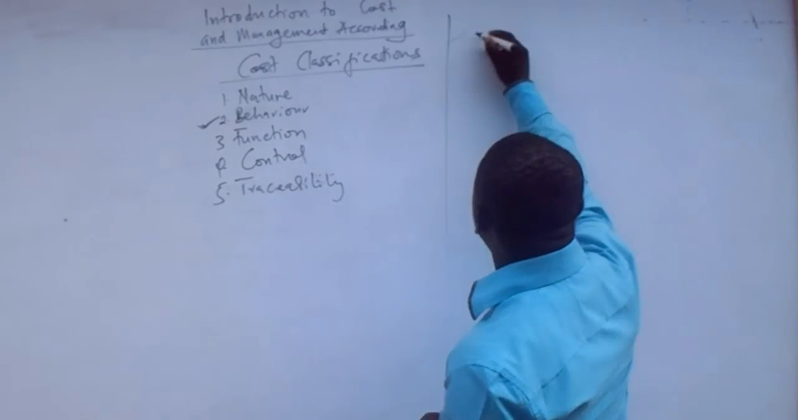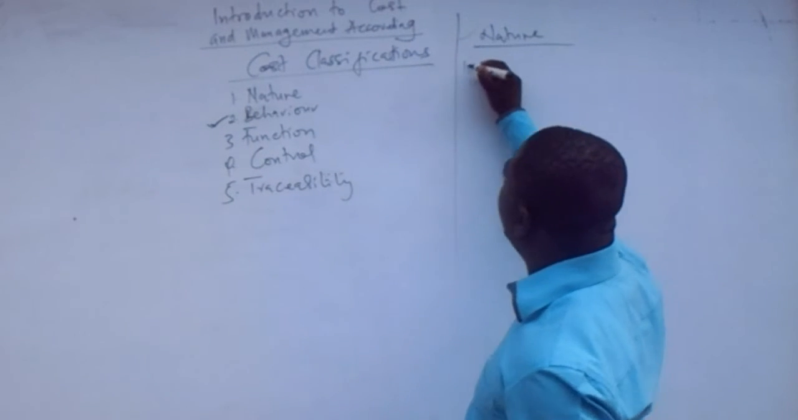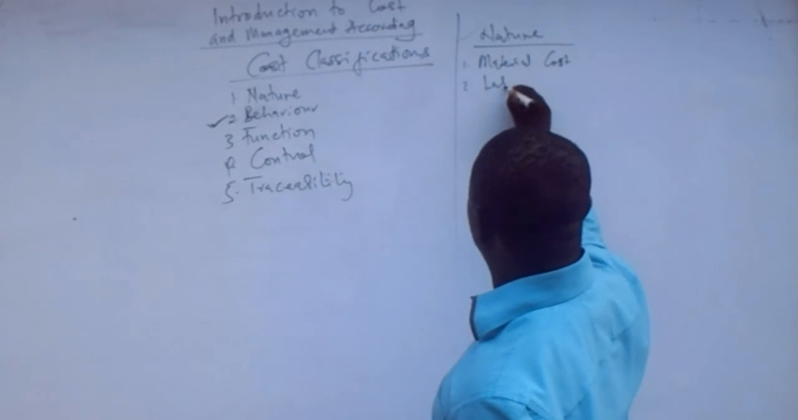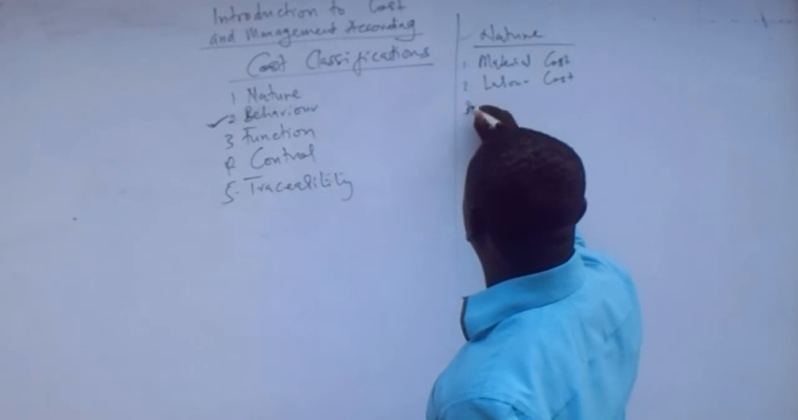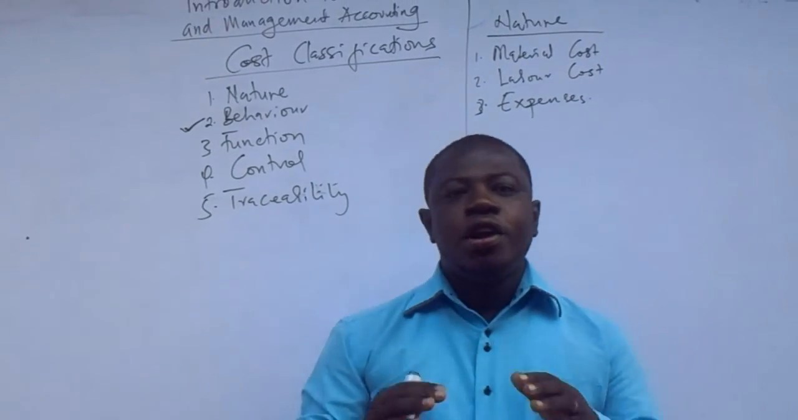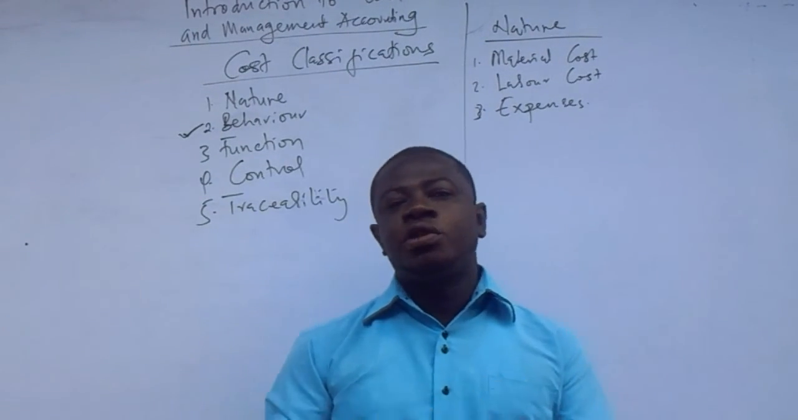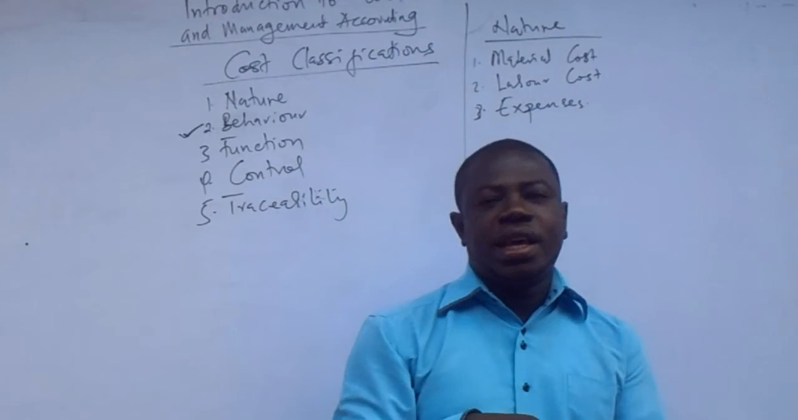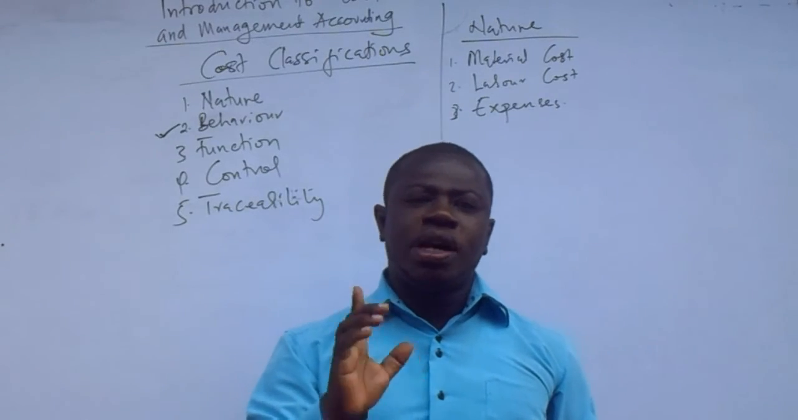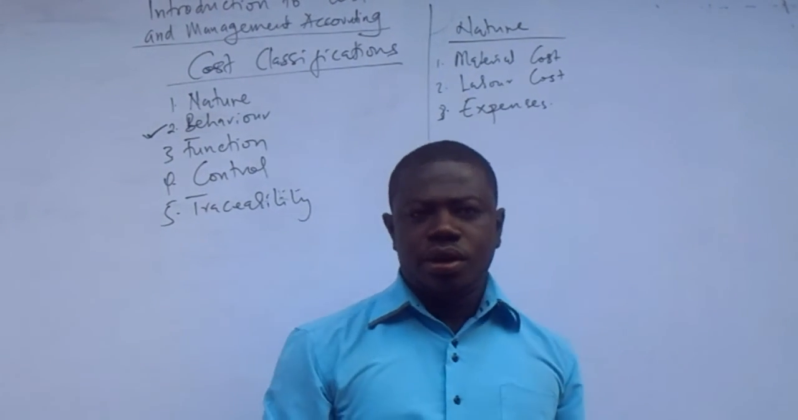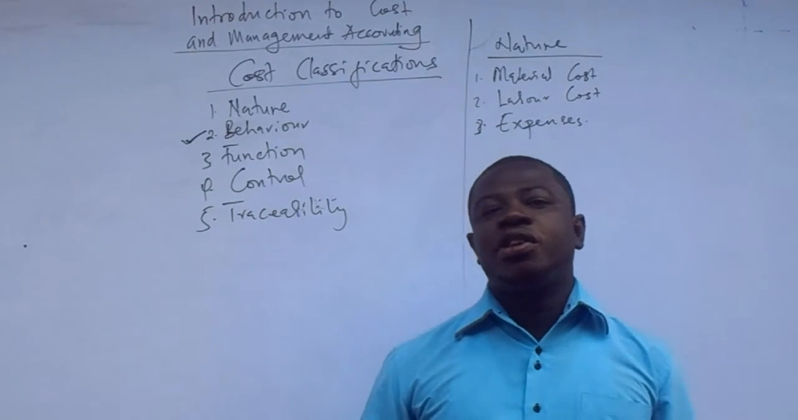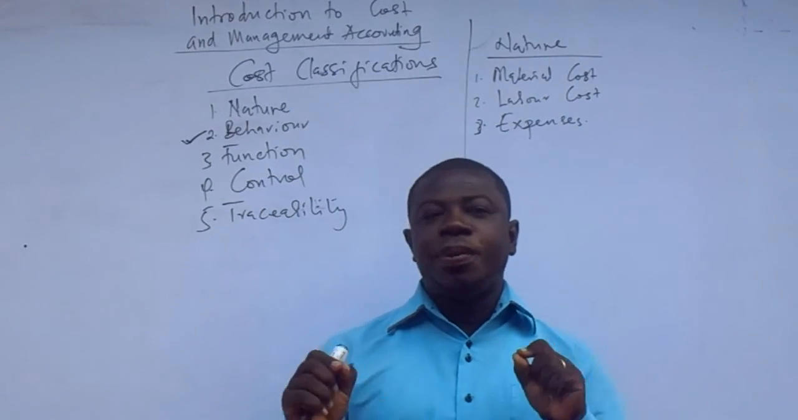All right, so when we want to classify cost according to nature, we look at material cost, labor cost, and then expenses. Now, first of all, what is cost classification according to nature? Cost classification according to nature is the process of grouping cost according to the natural elements that are in the cost. And so when we talk about material cost, what is material cost? First of all, I want you to understand that there is a difference between material and material cost. When you are asked to define materials, don't define material cost. And when you are asked to define material cost, don't define materials. It depends on how you talk about it.